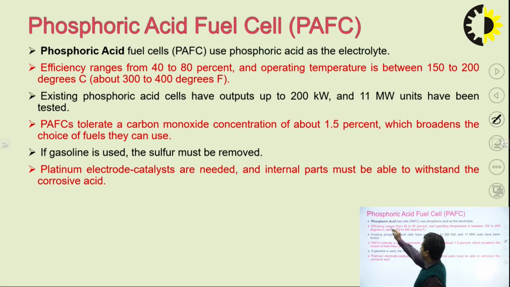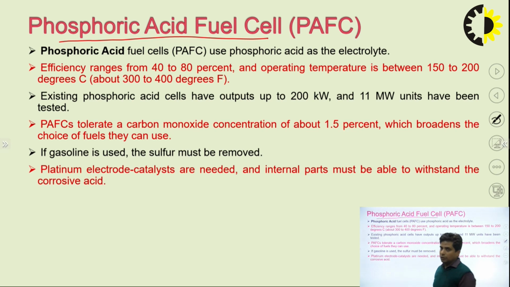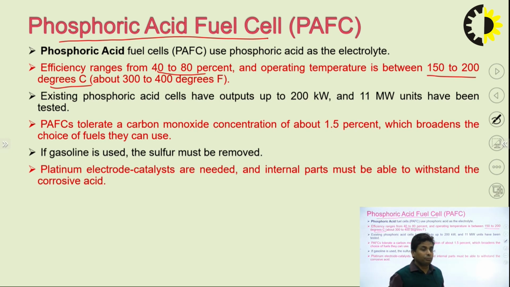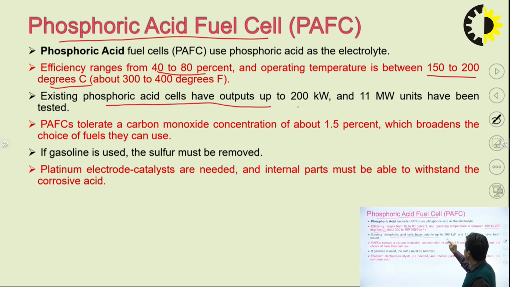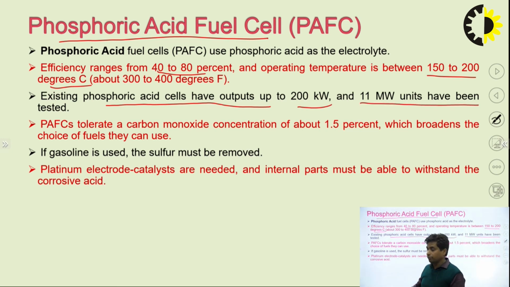Now third, that is the phosphoric acid fuel cell. In the phosphoric acid fuel cell, their efficiency is about 40 to 80%, and their operating range is 150 to 200 degrees centigrade. So for every fuel cell we can discuss their efficiency, their operating temperature, and their outputs, that is, how much power you can generate through this fuel cell. Existing phosphoric acid cells have outputs up to 200 kilowatts, and 11 megawatt units have already been tested with the phosphoric acid fuel cell.